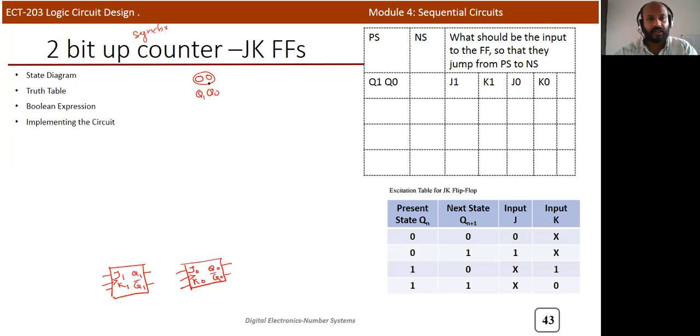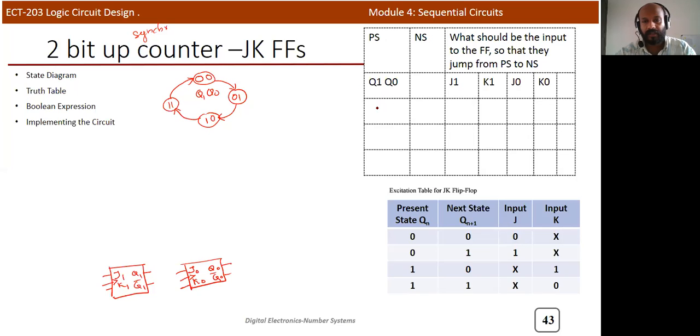When it is 0 0 and you apply a clock signal, since it's an up counter, the next state will be 0 1. Again if you apply a clock, it becomes 1 0, and again if you apply a clock signal, the state goes to 1 1. So we got the whole sequence 0 0, 0 1, 1 0 and 1 1, and if you apply one more clock, it goes to 0 0. So this is the counting sequence of the flip-flop.